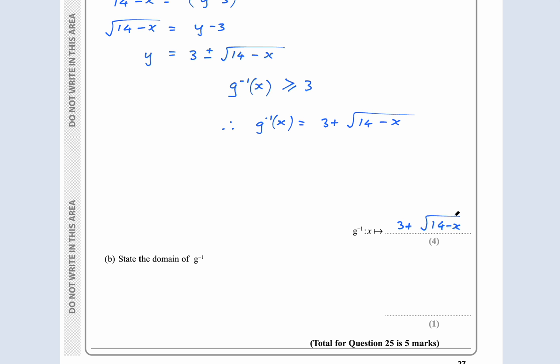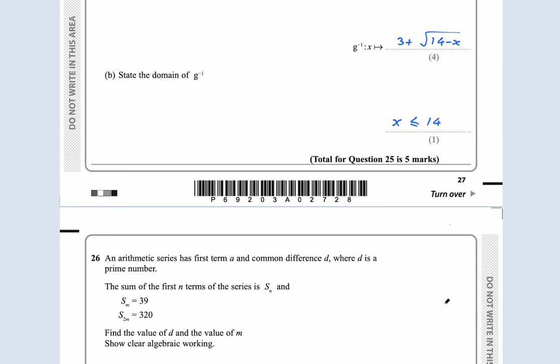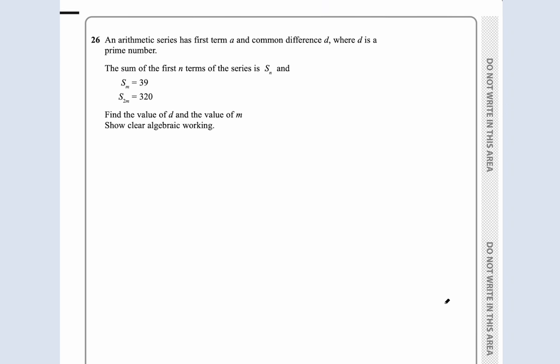But if I put in 15, if I put 15 in for x, I'm going to get square root of 14 minus 15, which is root minus 1, which I can't have because that's the square root of a negative number. I can't put in any number that includes 14.0001. I can't put that in because I'm going to get the square root of a negative number. So x has to be less than or equal to 14. Okay, that is the second last question, guys.